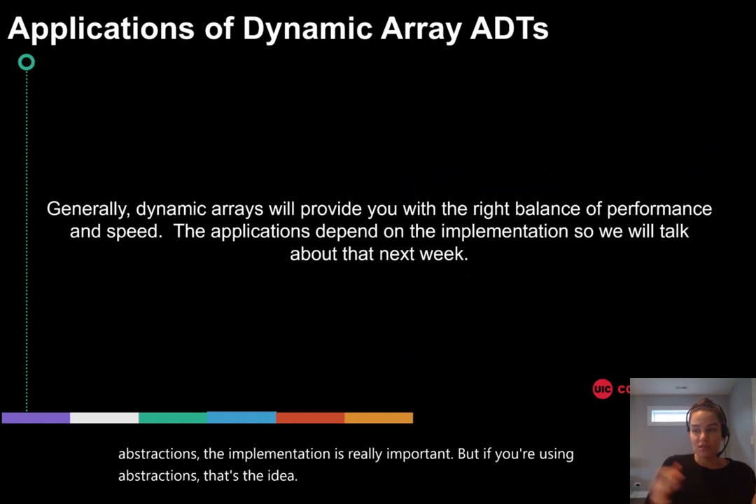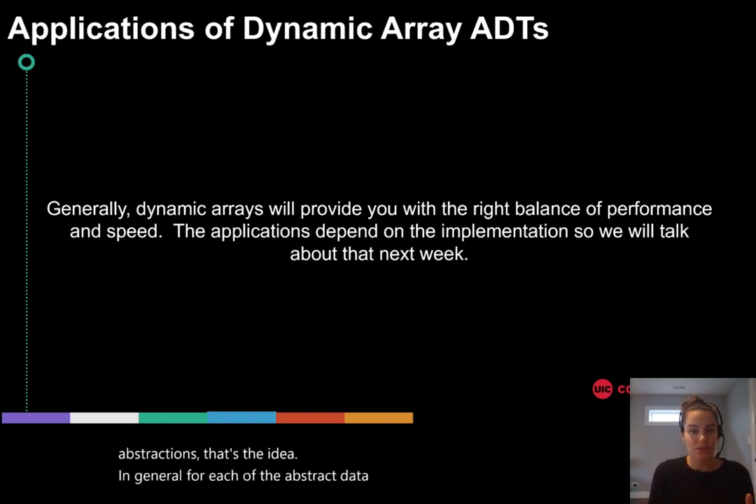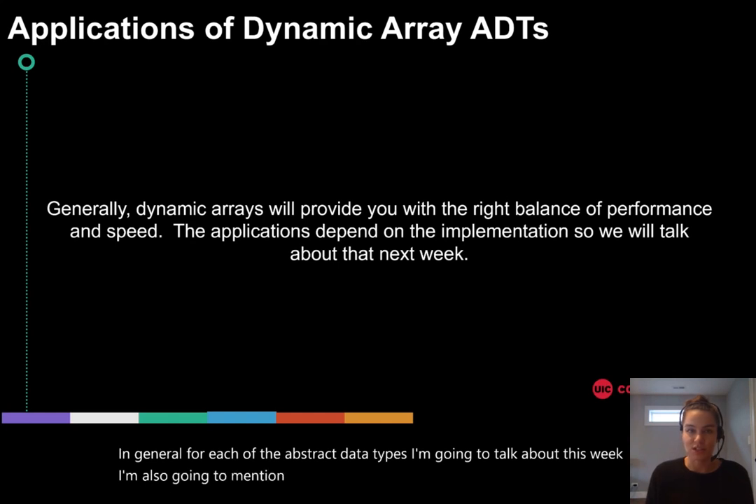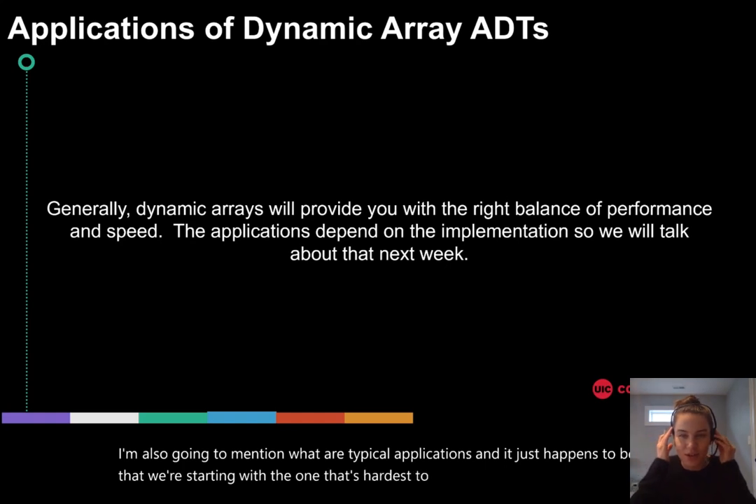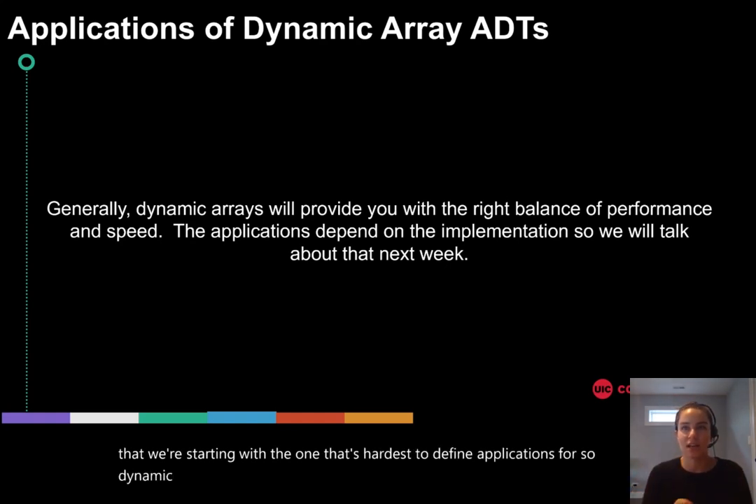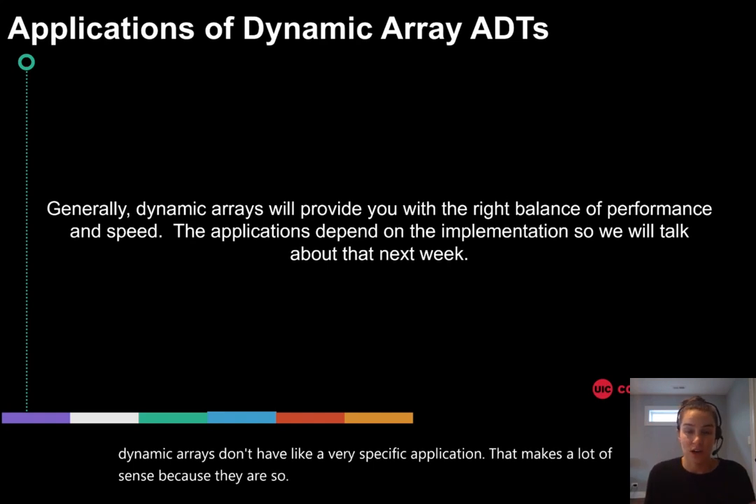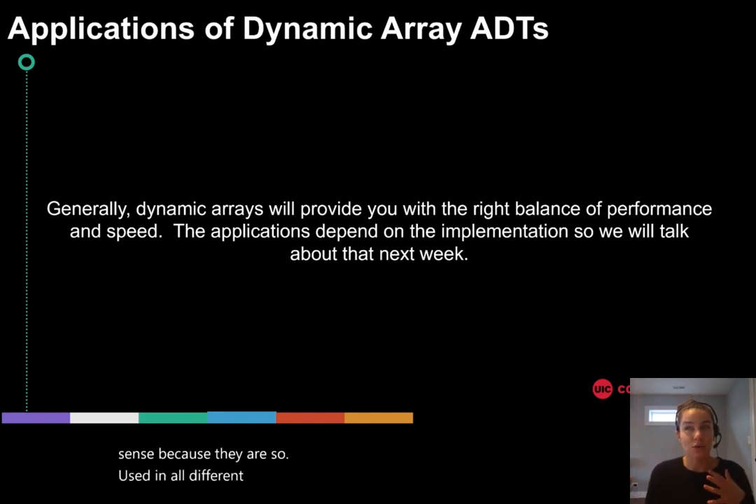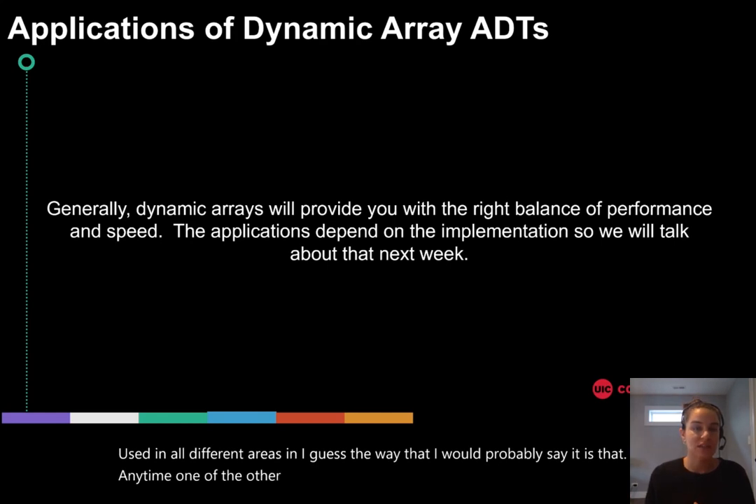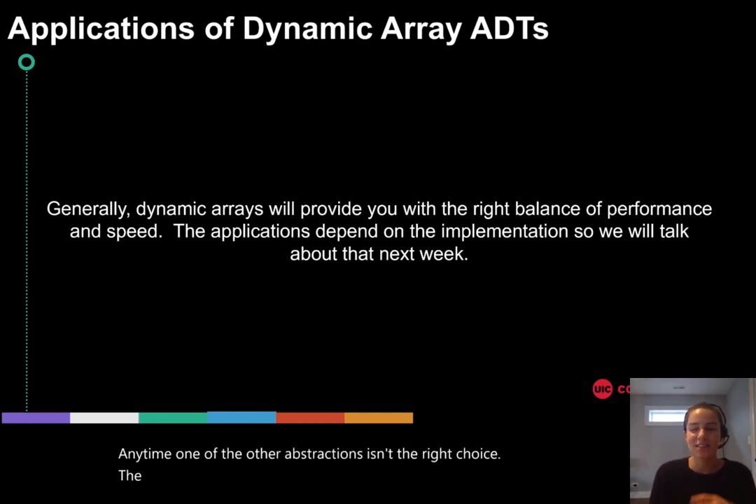In general, for each of the abstract data types I'm going to talk about this week, I'm also going to mention what the typical applications are. And it just happens to be that we're starting with the one that's hardest to define applications for. Dynamic arrays don't have a very specific application that makes a lot of sense because they are used in all different areas. The way I would probably say it is that anytime one of the other abstractions isn't the right choice, the dynamic array is. So it fills in any gaps where there's nothing better to use.